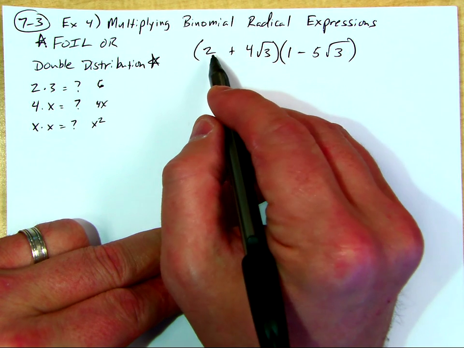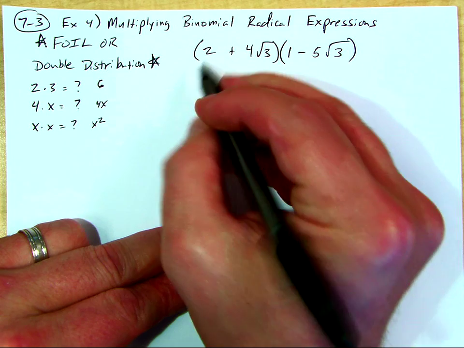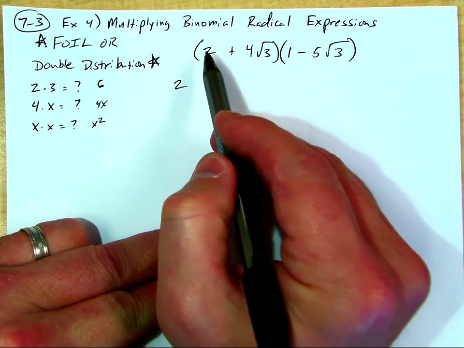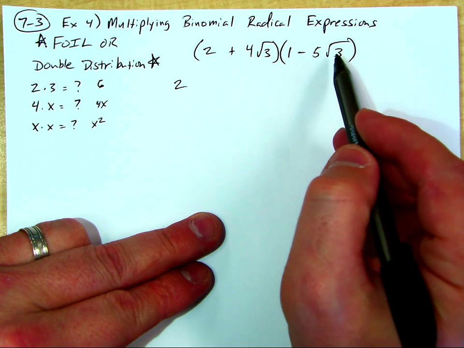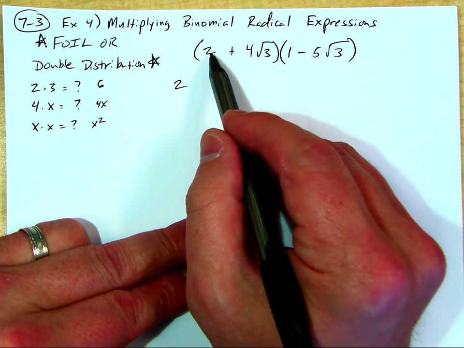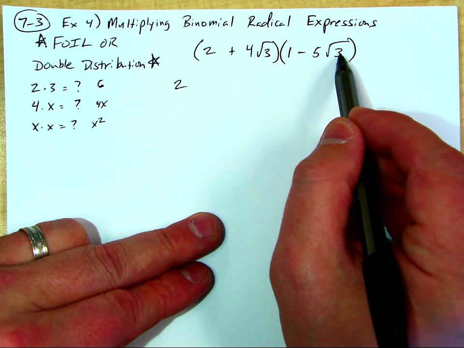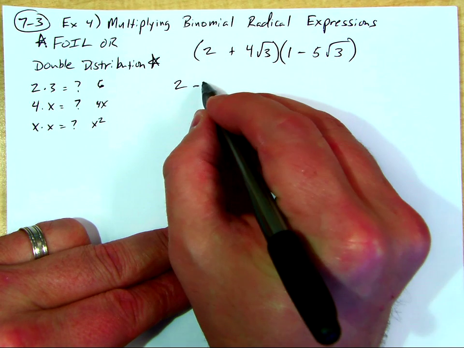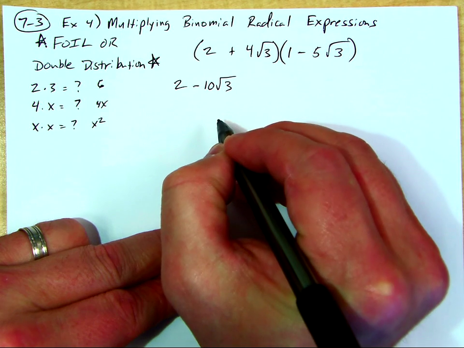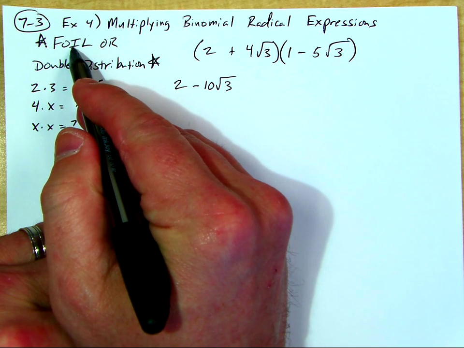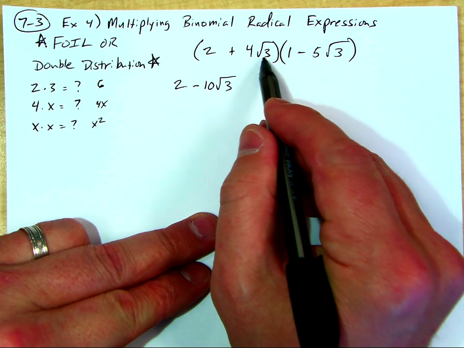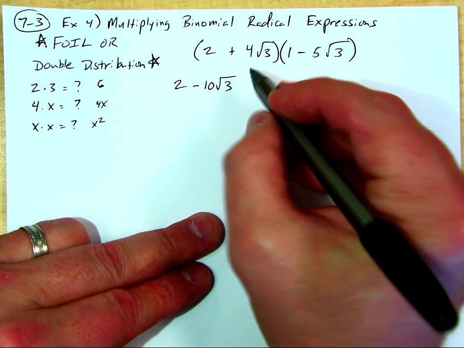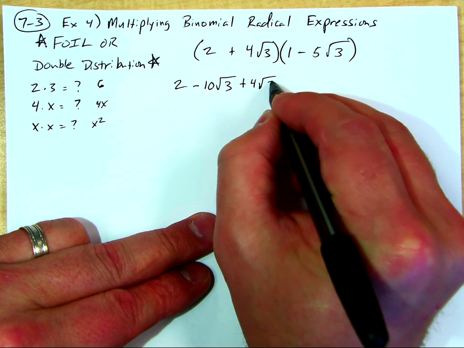So the first terms, F, 2 times 1 is 2. Then the outside terms. The outside means on the far outside. This one and this one. We have 2 times negative 5 rad 3. Remember, we stay numbers to numbers. 2 times negative 5 is negative 10 rad 3. And then I is inside terms. So it's this one and this one. In this case, it's just 1 times 4 rad 3, which is just 4 rad 3.